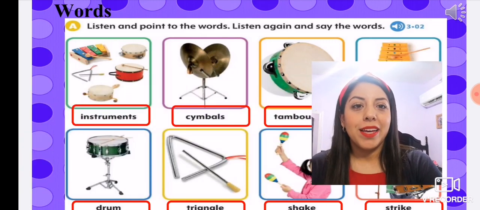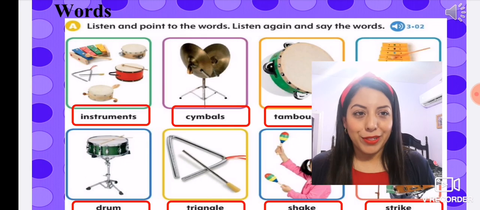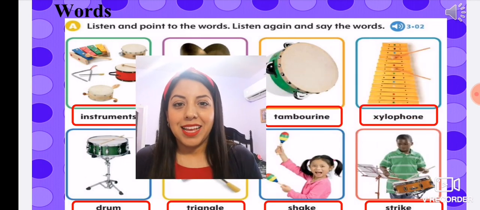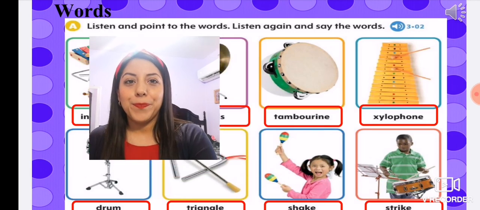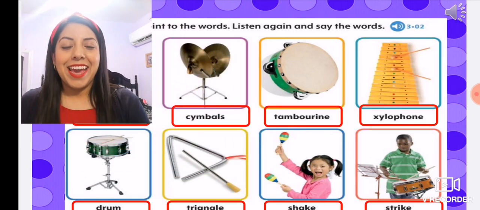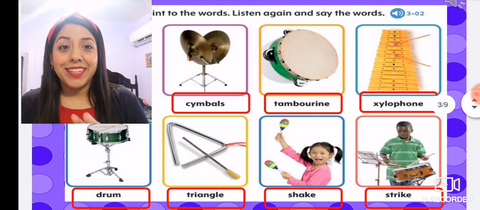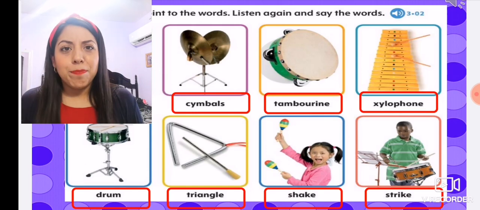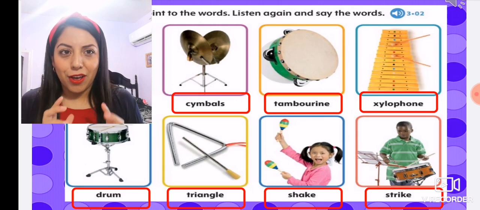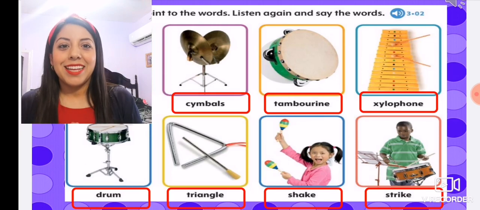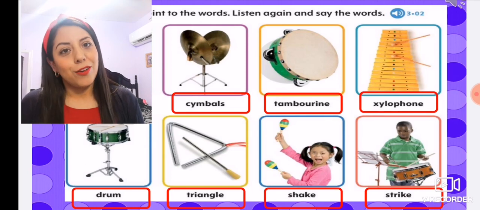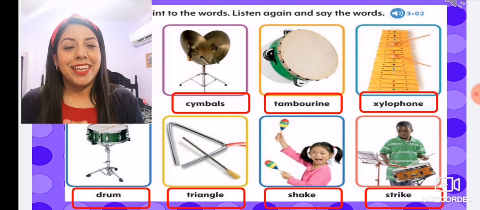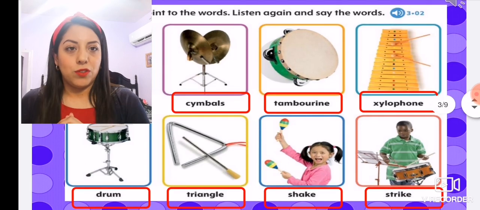So, we have instruments, cymbals, tambourine, xylophone, drum, shake, and strike. Now, these are a different kind of instruments. These are percussion instruments. The percussion instruments are the ones that don't have any chords. Okay? So, I repeat. The percussion instruments are cymbals, tambourine, xylophone, drum, triangle, shake, and strike.